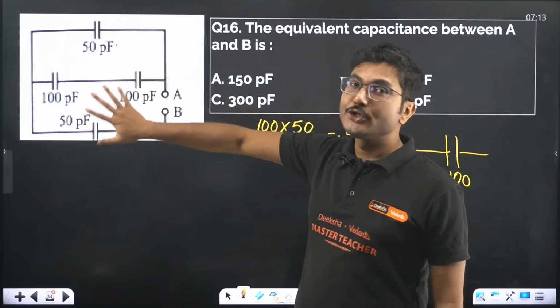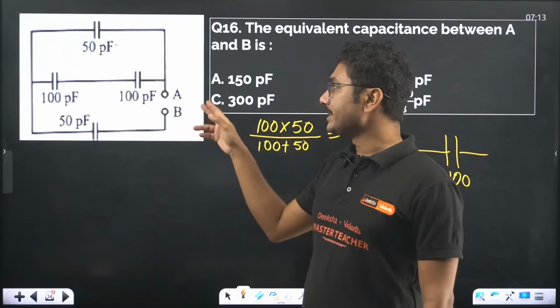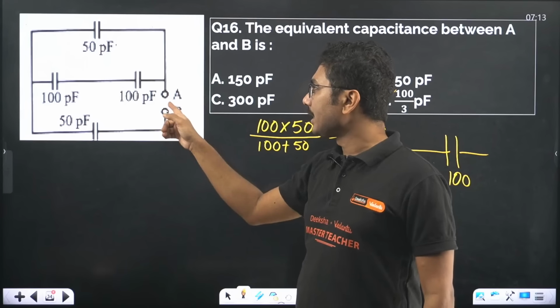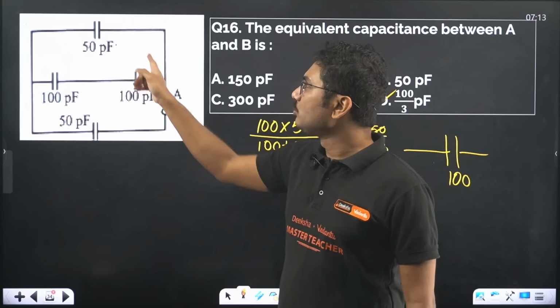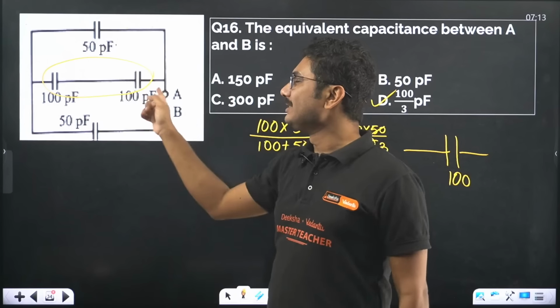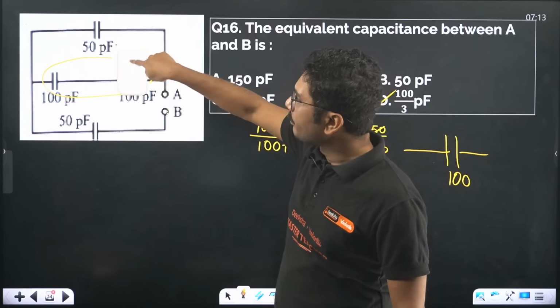Also check for visual misunderstanding. For example, here these capacitors, all of them are not in parallel because they are disconnected at this point. So that means these two are parallel. First you have to simplify them. They are in series. One series is known. These two are in parallel.